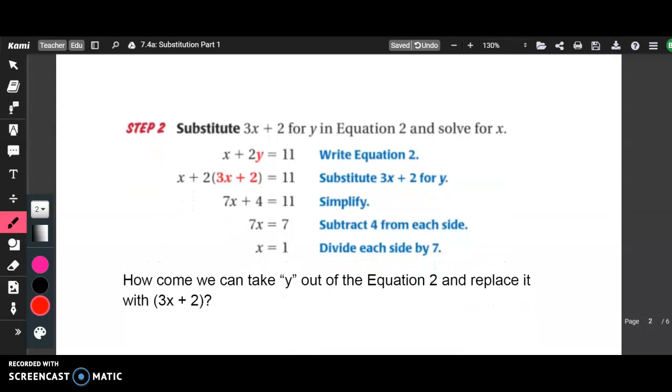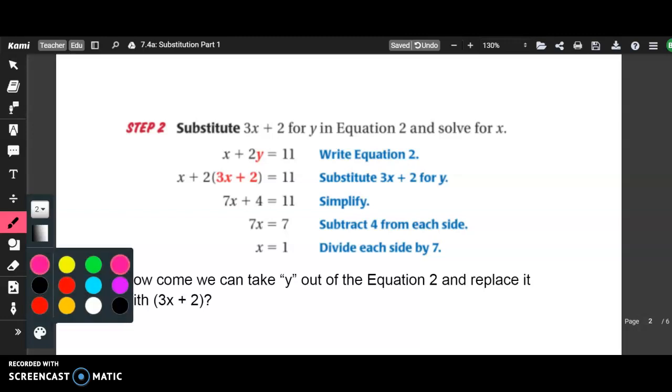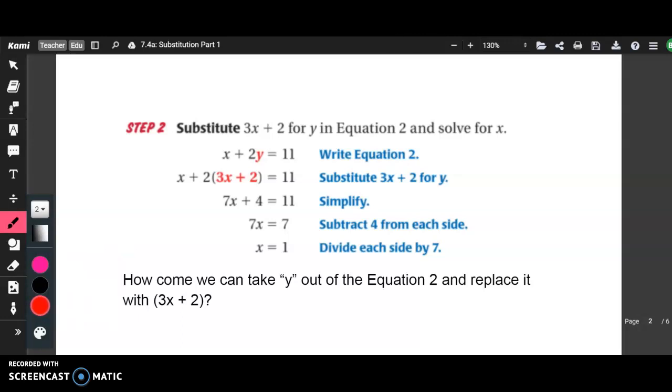In step 2, it says substitute 3x plus 2 for y in equation 2 and then solve for x. So what we know is that 3x plus 2 equals y. They take equation 2, take this y out of the equation, and put in 3x plus 2. The reason we can do that is because we already know y equals 3x plus 2, so I can replace y with that 3x plus 2.